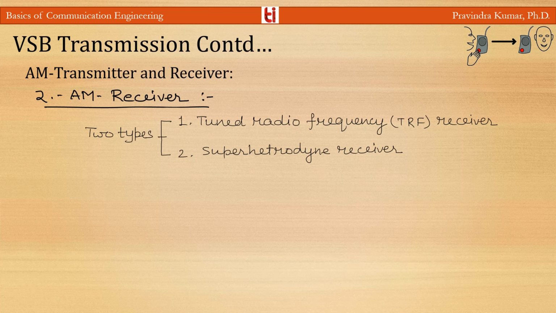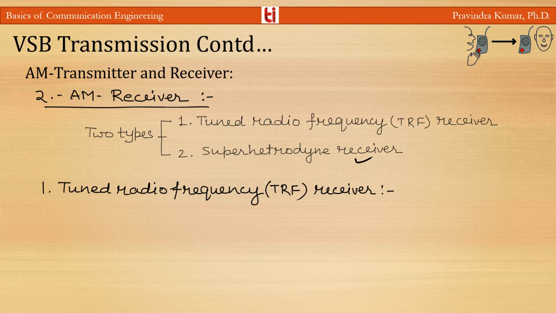There are only two types of receivers which have any real practical and commercial significance, and these are the tunable radio frequency receiver and the superheterodyne receiver. Out of them, the tunable radio frequency receiver is the oldest and simplest one, but it has many shortcomings. The superheterodyne receiver is the most popular and widely used receiver due to many of its advantages over the TRF receiver. Let us discuss them one by one.